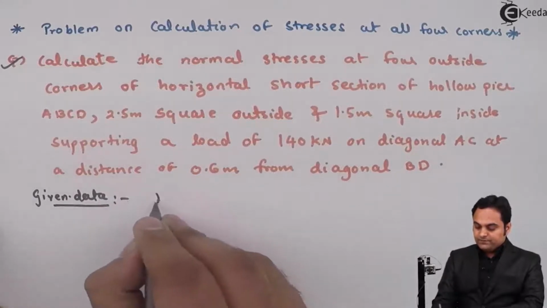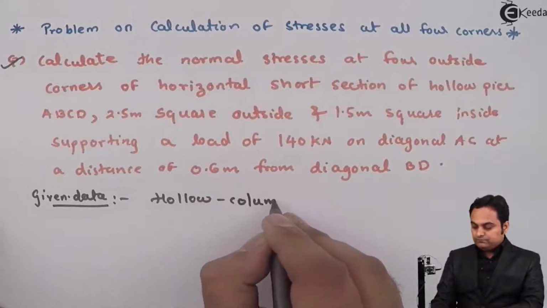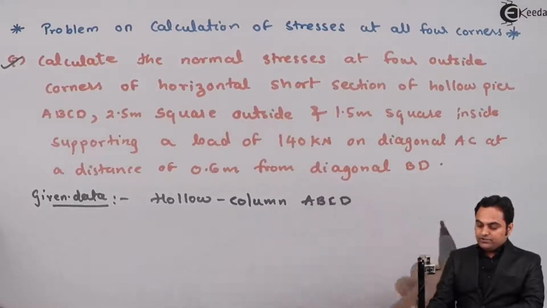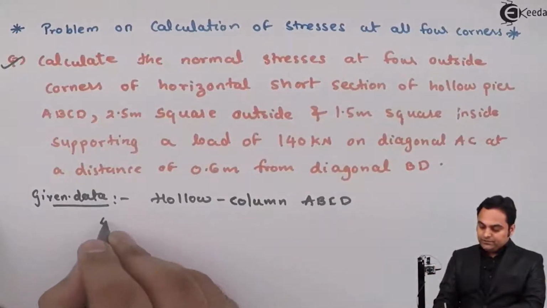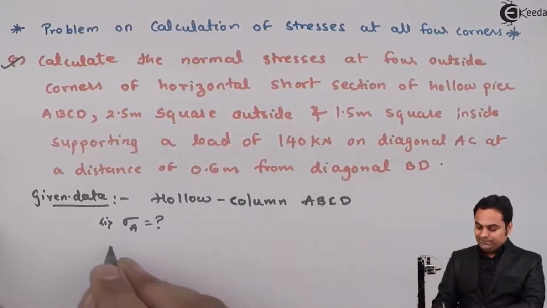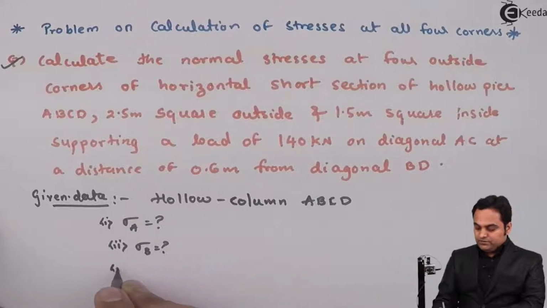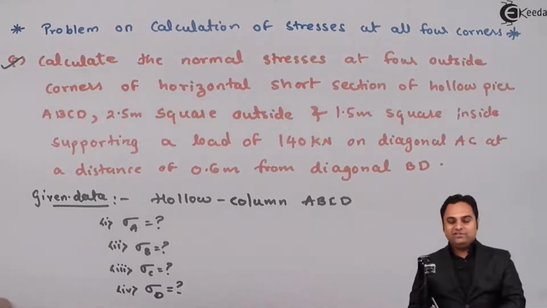The first thing is we have a hollow column which is ABCD, and the question is to find the normal stresses at four outside corners. That is, we have to calculate the stress at corner A, next stress at corner B, similarly at C and at D. Now these four stresses we have to calculate.